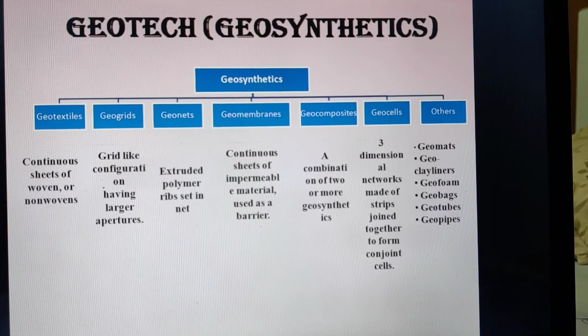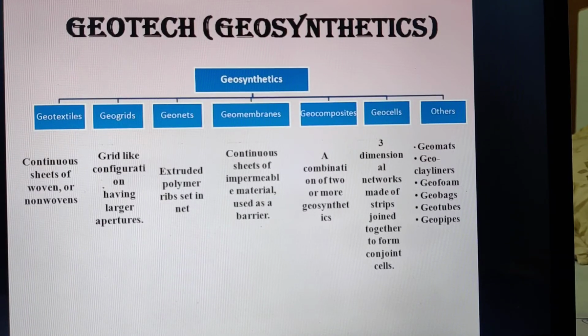And then geocomposites are a combination of any two types of geosynthetics. And then geocells are three-dimensional networks made of strips joined together to form conjoint cells. And then there may be different types of geosynthetics like geomats and geoclay liners, which are normally used, which are also classified under AGROTECH, geoform, geobags, geotubes, geopipes, etc.